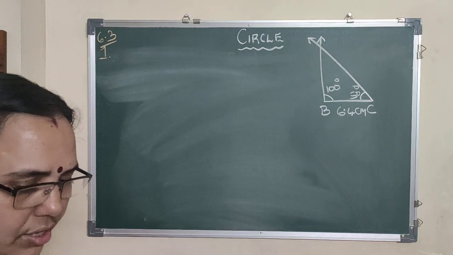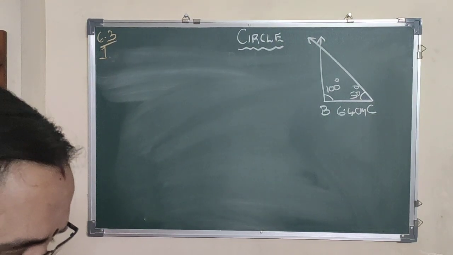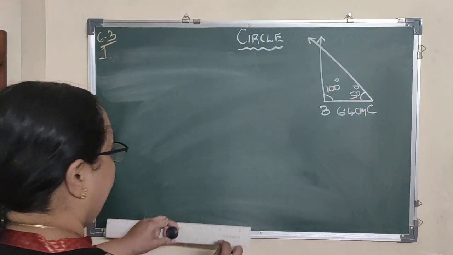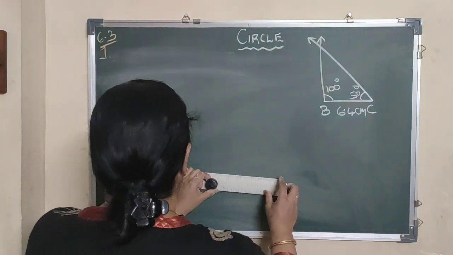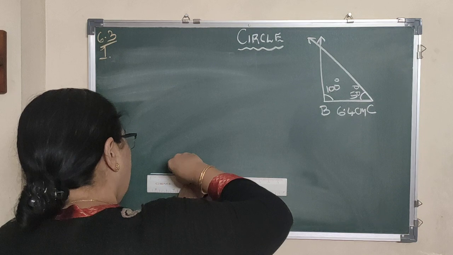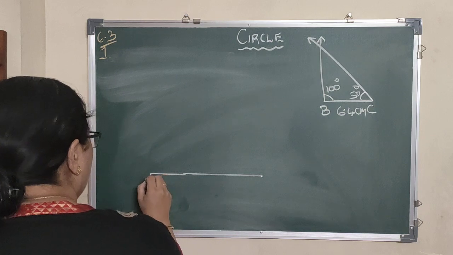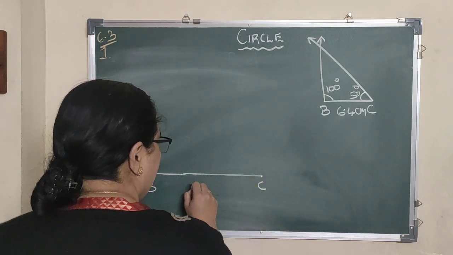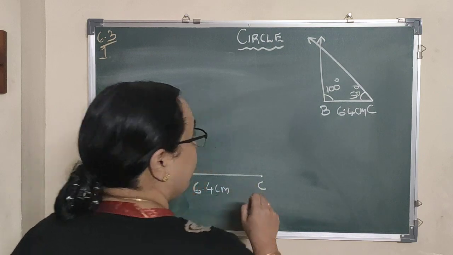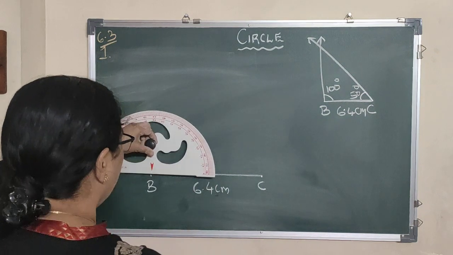So let us draw the triangle first. So let us start. I hope you will do along with me, because to draw a triangle you won't need my help. Okay, so let us start. 6.4 is the distance that we have here. So it is 6.4 BC. For this BC, we take the angle B, which is 100 degrees. So let us draw 100 degrees at point B.